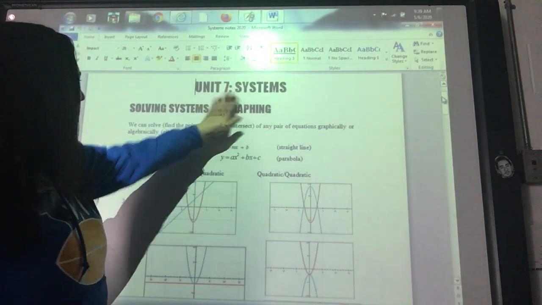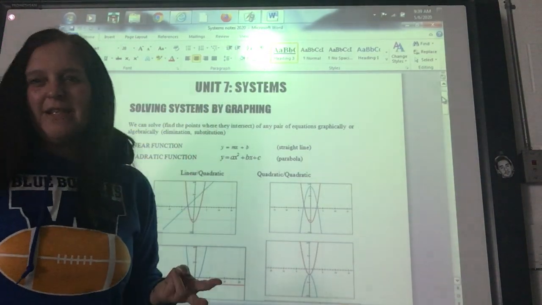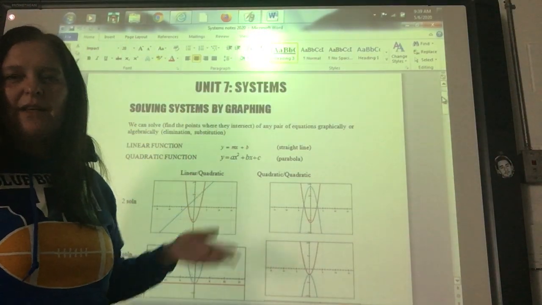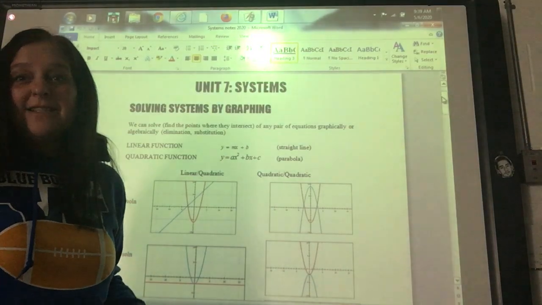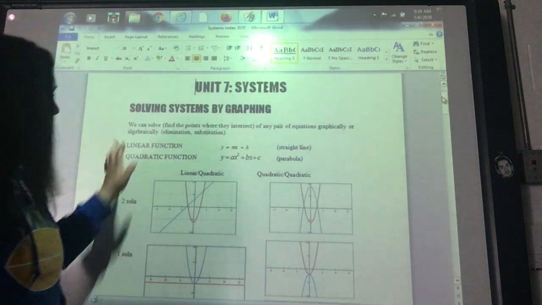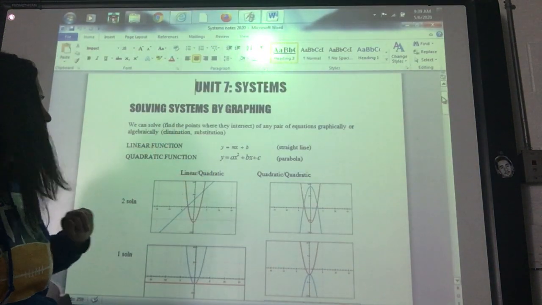So systems, we're solving systems. There's only 2 lessons. Today we're going to solve them by graphing. The next lesson we solve by algebra, and that's it. That's a 2-day lesson. So again, I'll just go through this because it's pretty self-explanatory.